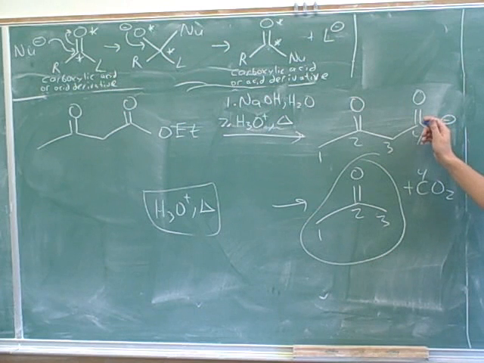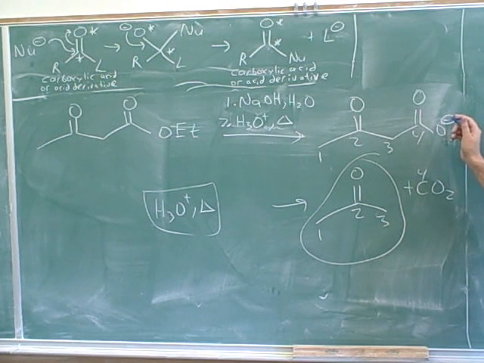By the way, this cannot decarboxylate until it's protonated. Only beta-carbonyl carboxylic acids can decarboxylate, not beta-carbonyl carboxylates. Beta-carbonyl carboxylates can't decarboxylate. That's no big problem because it's very easy to protonate this and then it can decarboxylate.